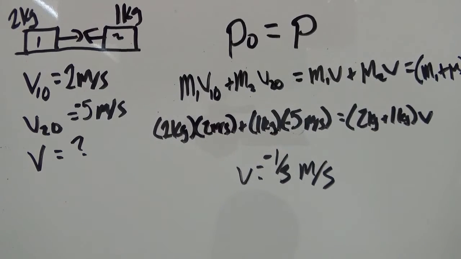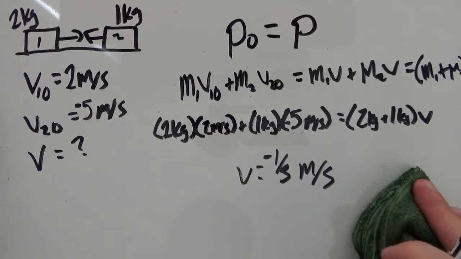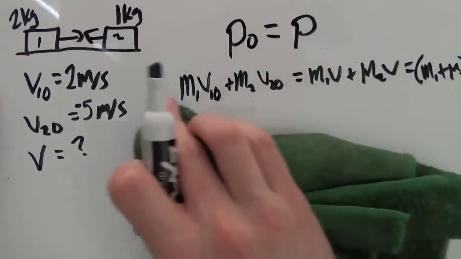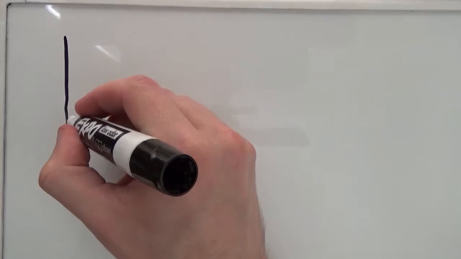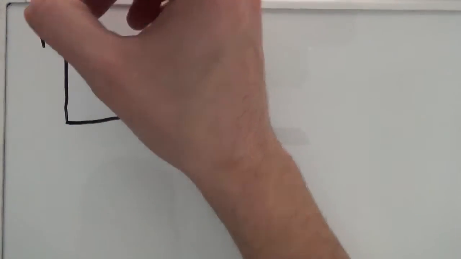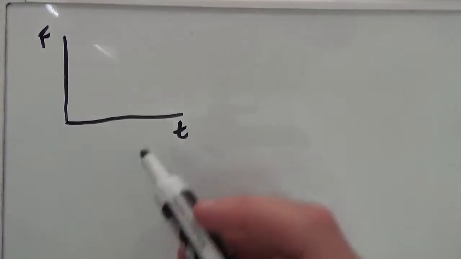All right, so those are our 2 collision types. Now I wanted to talk a little bit more about impulse, because I think it's possible you'll see something like this next setup on your test. So impulse, they really like to give you impulse information in a graph, right? So you'll see it as a force versus time graph.